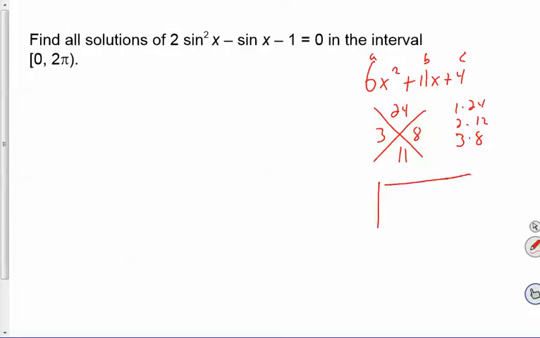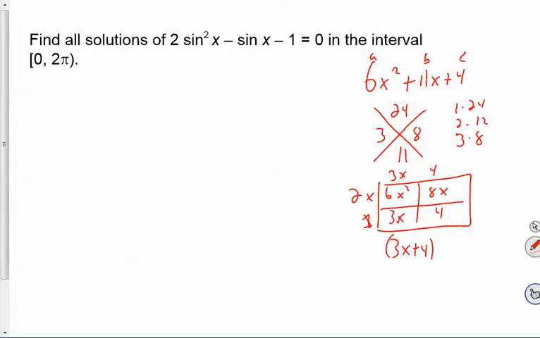And then I make a box. Here I put the 6x squared, and here I put the 4. Here I put a 3x and an 8x. Left to right, I get 2x. Left to right, I get just positive 1. Up and down is a 3x. Up and down is a 4. So this factors out to 3x plus 4 times 2x plus 1.